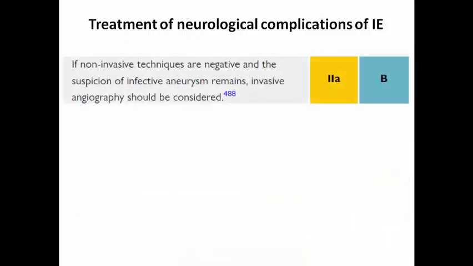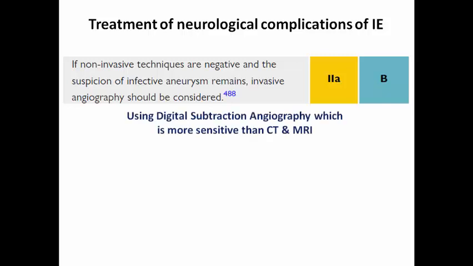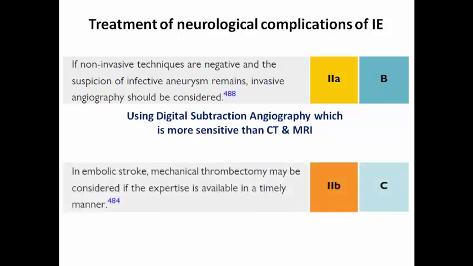What about if the CT or MRA are negative, did not show any evidence of aneurysm, but we are still suspecting them? We can arrange for invasive cerebral angiography using digital subtraction in order to detect the aneurysm, as it is more sensitive than CT and MRI. And in case of embolic stroke, mechanical thrombectomy may be considered in order to have a bailout therapy for this stroke if the expertise is available in a timely manner.